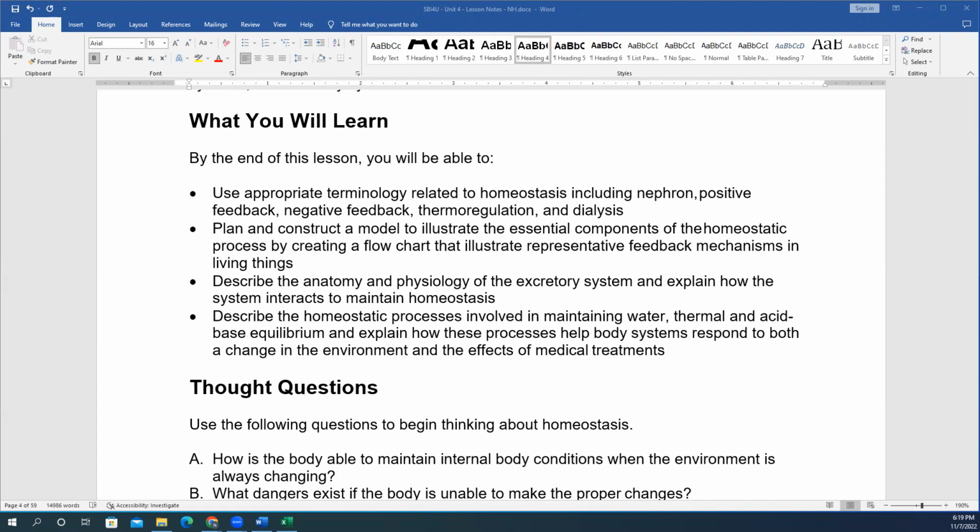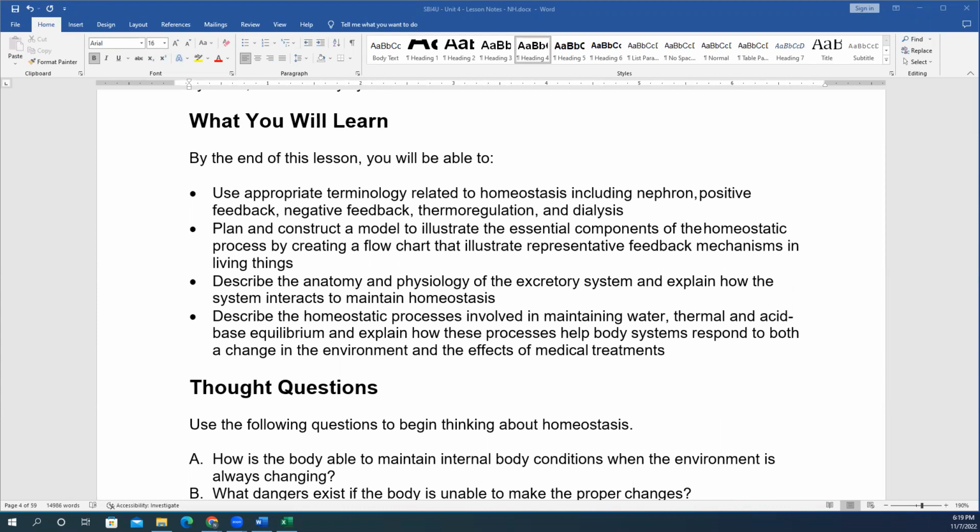By the end of this lesson, you'll be able to describe some of the anatomy and the physiology of the excretory system, and to also have an understanding of how this system interacts to maintain homeostasis, to be able to describe those homeostasis processes that are involved in osmoregulation, the regulation and maintenance of the correct water levels, thermal regulation, and the acid-base equilibrium of the blood, and also to explain how these processes help to keep the body system responsive to change in the environment. And we also discuss some effects of some medical treatment.